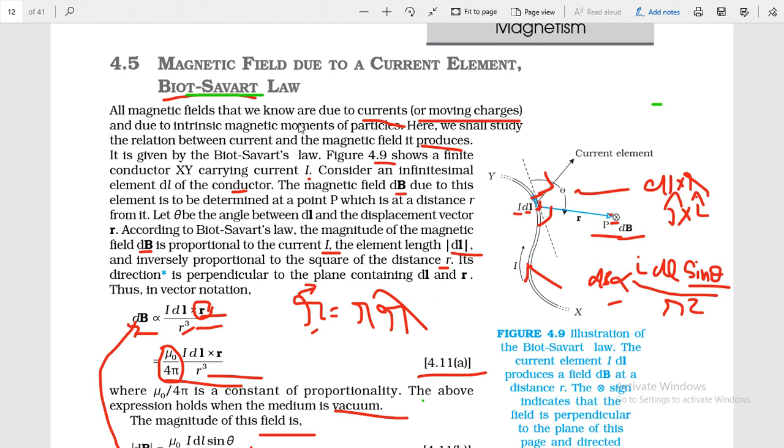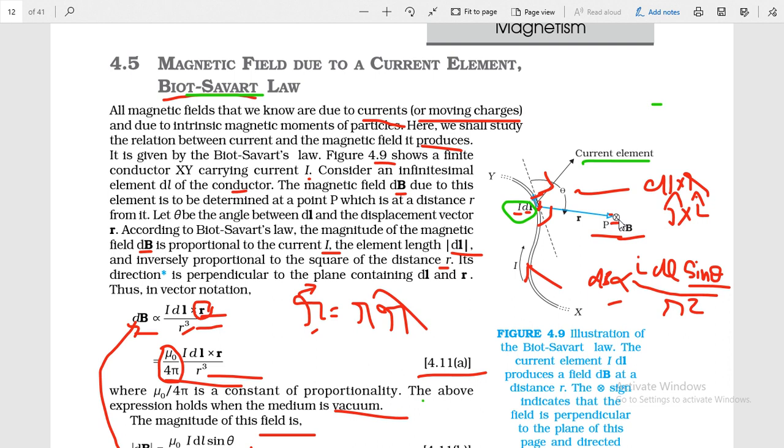This is the Biot-Savart law. It gives the magnitude of magnetic field at a point due to a current carrying wire. You can see in this diagram, this one is a current carrying wire. The small portion of this wire is considered as the current element. So this I dl is considered as the current element. Now suppose I is the current flowing through this wire, it means the same current I is flowing through this element dl. So the magnetic field at point P depends upon the following factors.